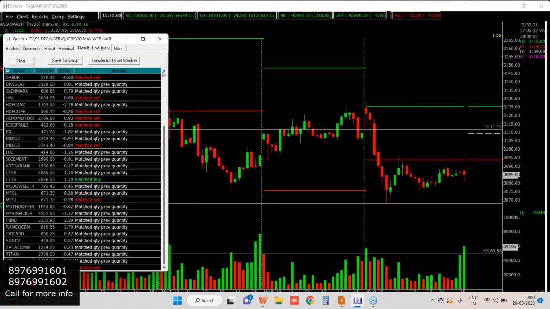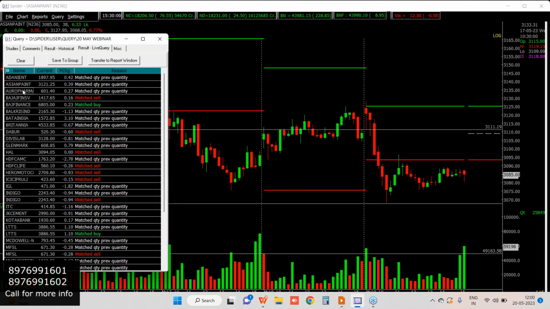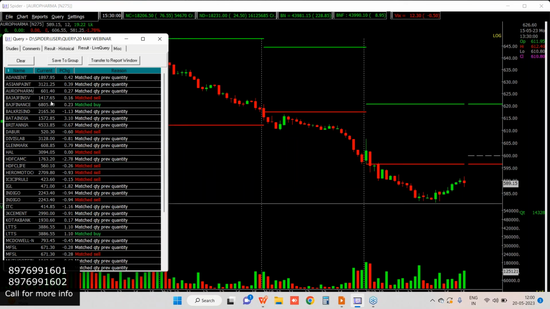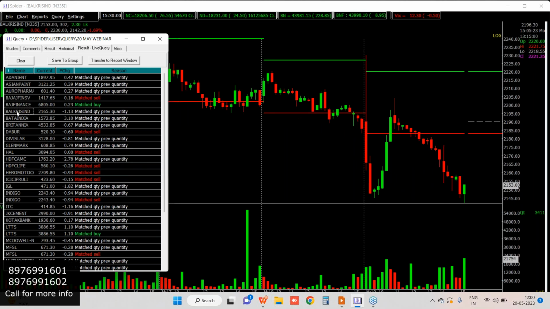So like this, you can check multiple stocks. First Asian Paints, next Aurobindo Pharma, you can see negative because we got a negative crossover of the first candle. These are the matches for buy and sell which we already checked. Balkrishna Industries: again, you can see in the next candle you had a downtrend. The stop loss is really big here, so you might not enter this trade.